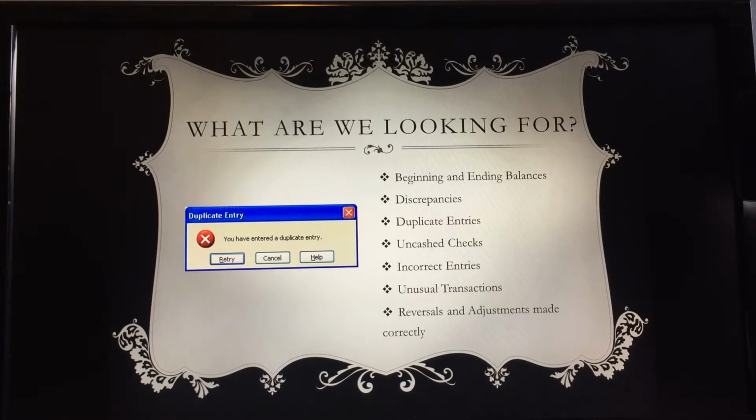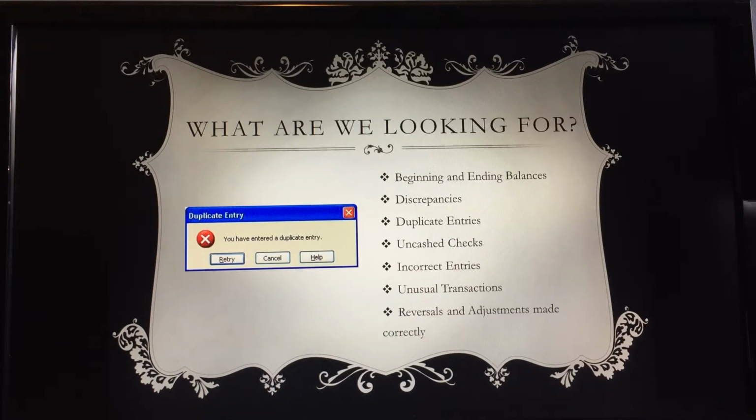So what exactly are we looking for when we reconcile an account? Well, first off, we look to make sure the beginning balance on the bank statement matches the balance in QuickBooks. And then we enter the ending balance, and our goal is that at the end of reconciling, the ending balance in QuickBooks will match what is on your bank statement.